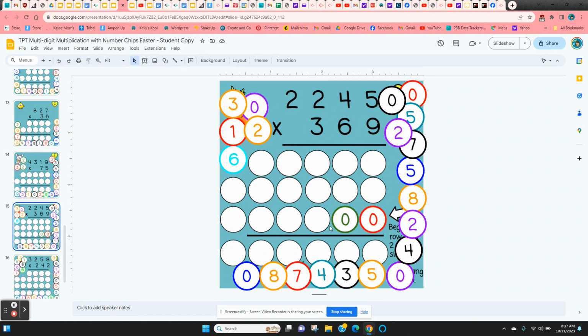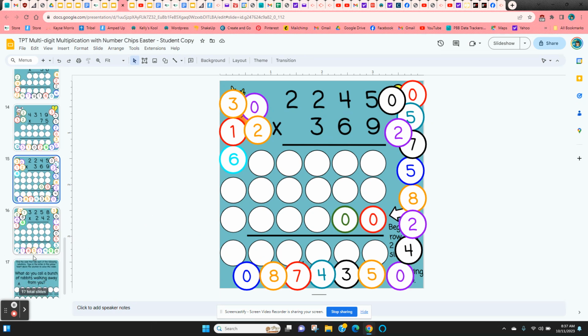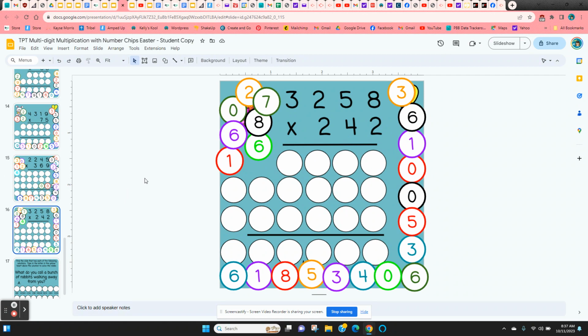Now, when they get the 3 multiplications done, they're going to add all 3 together to get their final answer. And on this slide, these 2 zeros are already there for them. And then they get 1 to do on their own 4-digit by 3-digit.